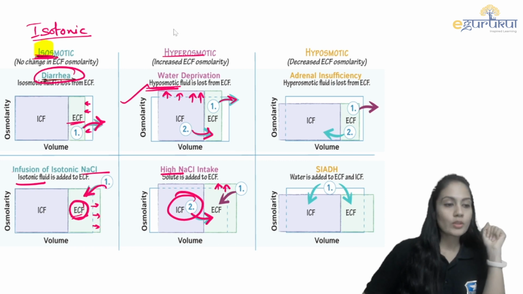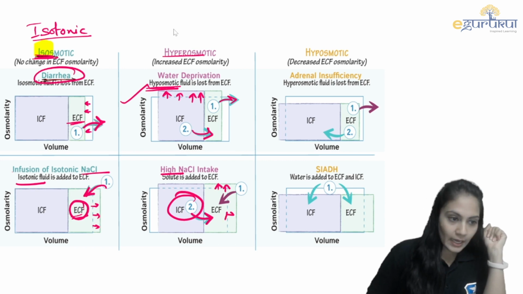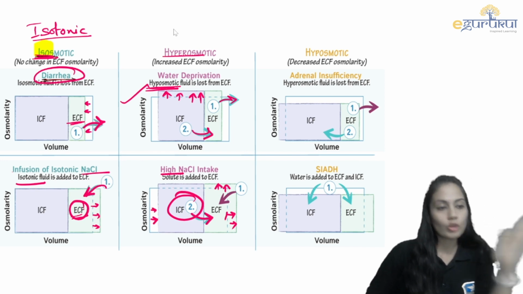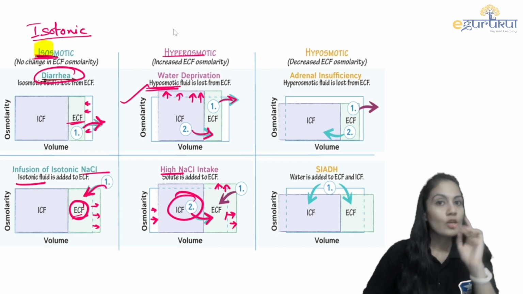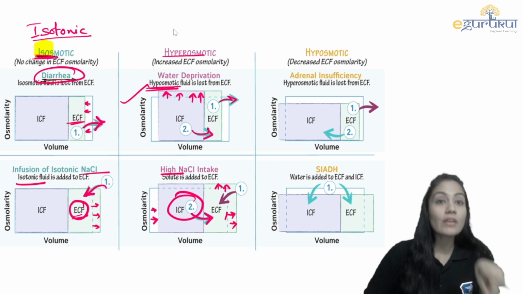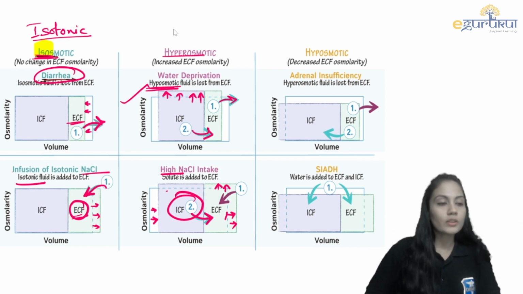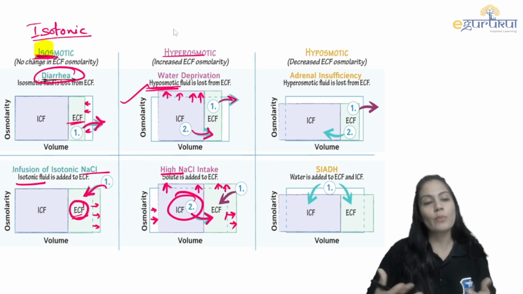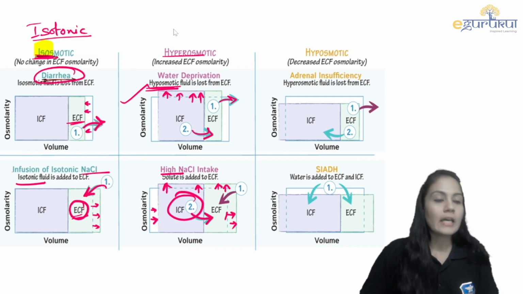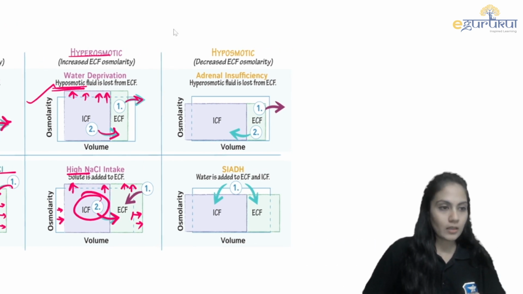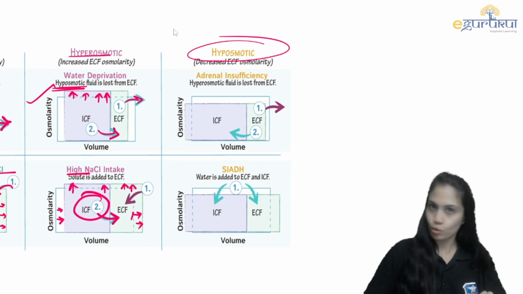Okay, so what is going to happen in the ECF? See, in the ECF the volume is going to increase, but since the ICF compensated that volume, the volume is going to decrease in the ICF. So ICF volume is decreasing, ECF volume is increasing, and since he ate a lot of salt, obviously it's a hypertonic condition, and that's why there is an increase in the osmolarity. Okay, then let's learn some hypoosmotic conditions also.